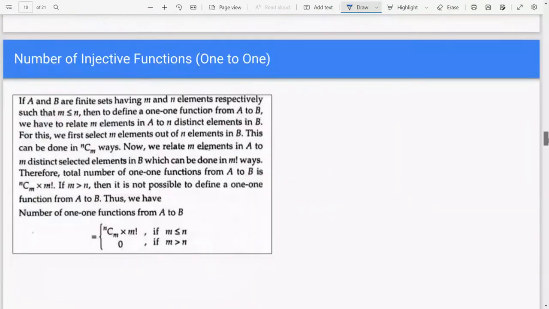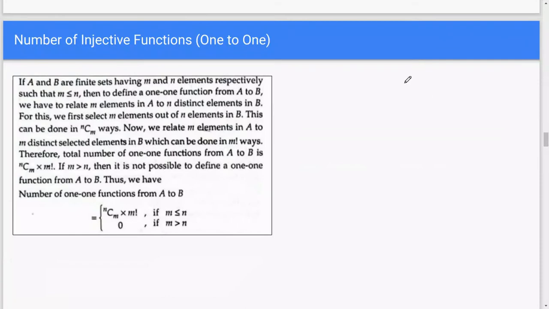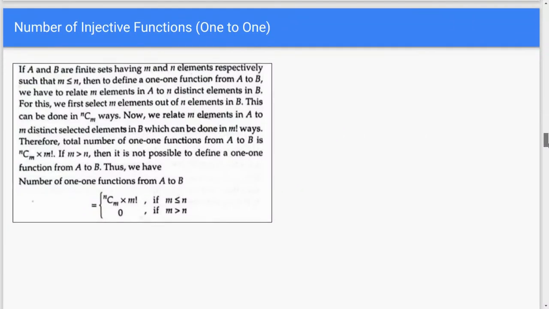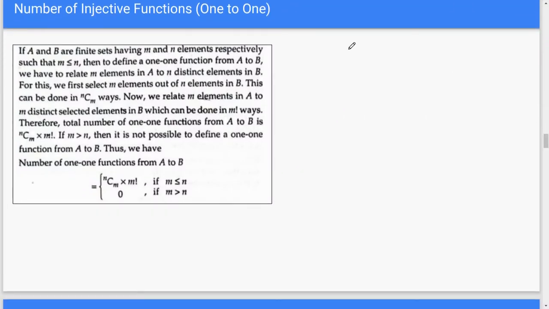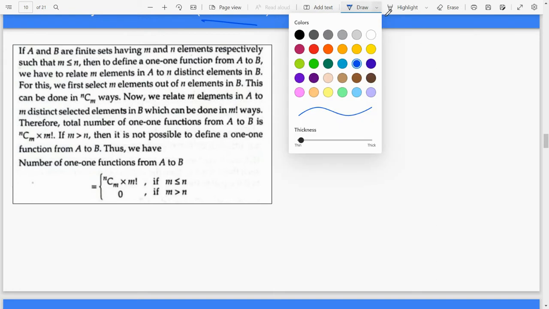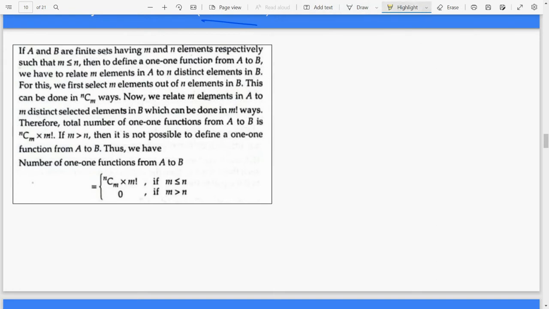So now let's discuss some other thing. We discussed the number of functions from a to b. At this point of time, let's now discuss the number of injective functions, the number of one-to-one functions from a to b. Let's study this part smoothly, and we can understand everything.